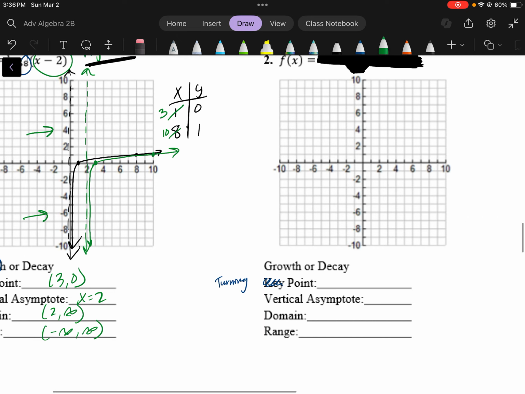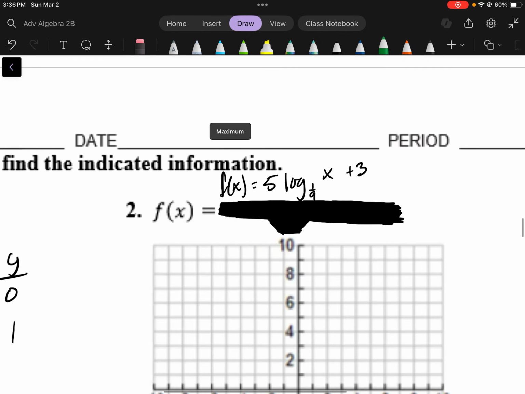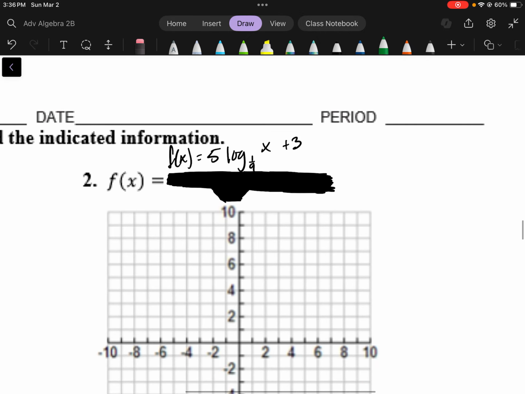Okay. Number 2, we're going to use this equation. You may not have it. Either way, if you want to scribble it out, we're going to use this one. But we have f(x) equals 5 times log base 1/9 of (x) plus 3.